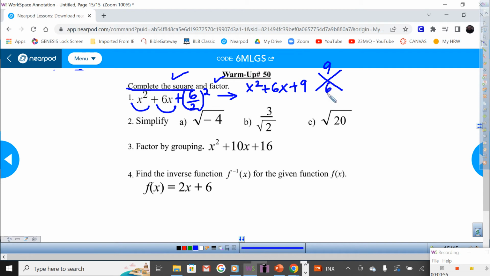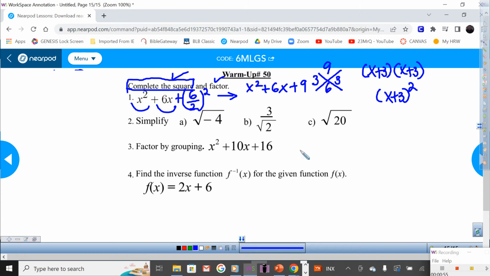Factors of 9 that add up to 6. Everyone? 3 and 3. So my factors are x plus 3, x plus 3. What's another way of writing that? X plus 3 squared. Why squared? Because we just completed the square. Let's go. Does that make sense? All right. So we're going to be practicing this because we're about to get into more of this when we come back from Thanksgiving break, hopefully. But I'm just giving you this ahead of time.